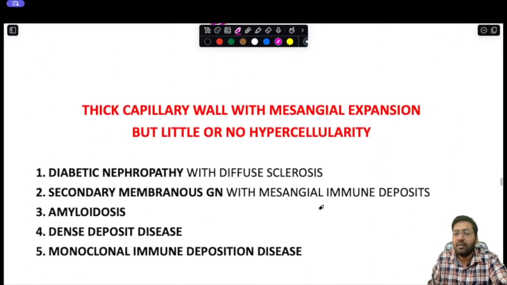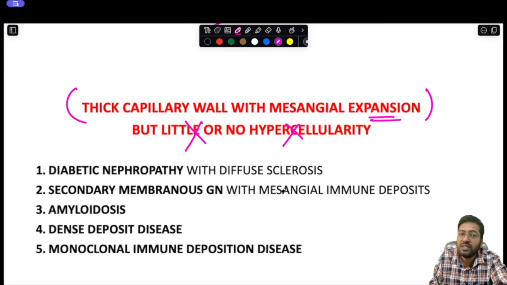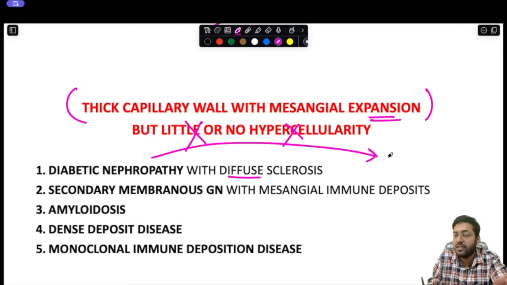Okay. Now, there are conditions where you can have a thick capillary wall with mesangial expansion, but little or no hypercellularity. So what are those conditions? Diabetic nephropathy with diffuse sclerosis. Remember, in diabetic nephropathy also you can have in later lesions nodular sclerosis as well, that is called Kimmelstiel-Wilson's lesion.